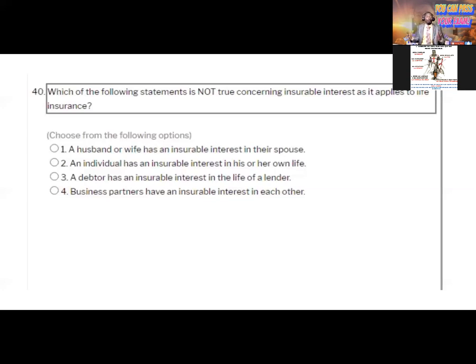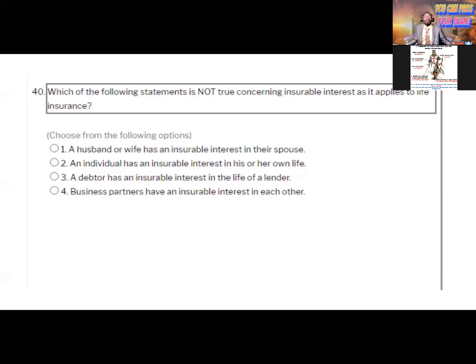So therefore, what they're saying is who has insurable interest. If I can put it this way, this question is asking who has insurable interest. From all these answers, 1 to 4, there is someone here who does not have insurable interest in the other. That's pretty much what this is asking. But now there is one of them that's not true. Let's start from number 1.